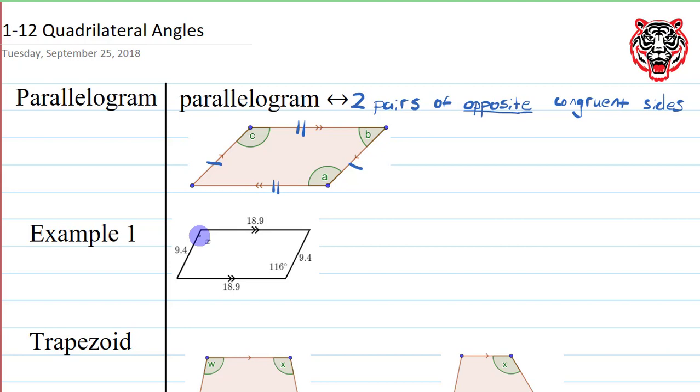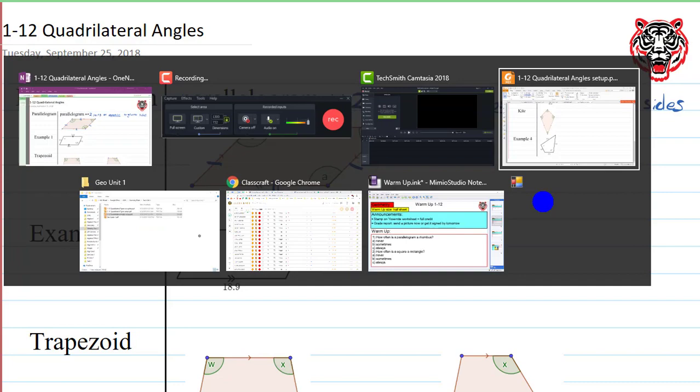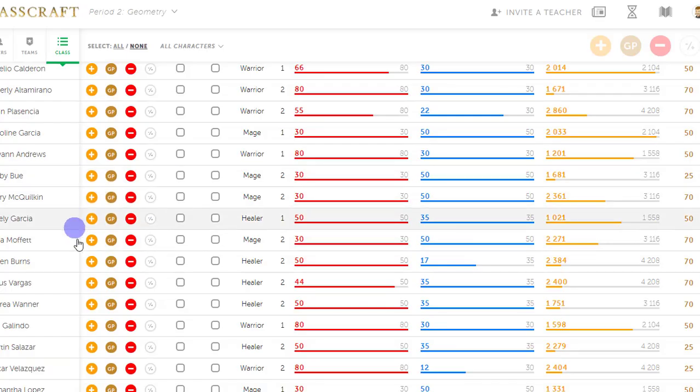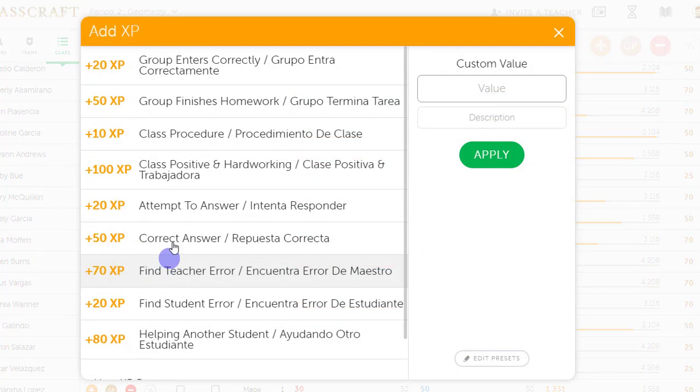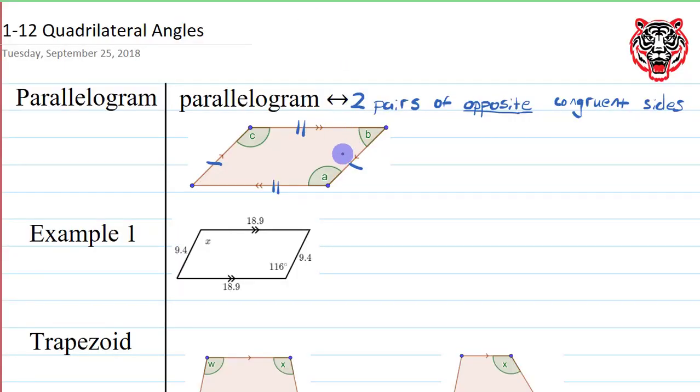That word opposite, can someone help me with that word? What does that word mean, opposite? I kind of covered it yesterday a little bit informally, but what does opposite mean? Quiet, raise your hand for opposite. You want to try it, Jaden? It's like across from it? Yeah, exactly. It's across from it. So it's not adjacent.